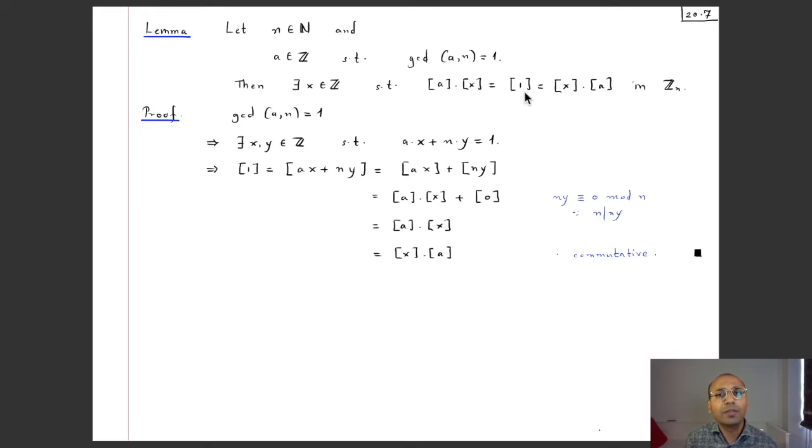So let's prove this. What we know is that a and n are co-prime, so their GCD is equal to 1, and then we know that there exist integers x and y such that a times x plus n times y is equal to 1.